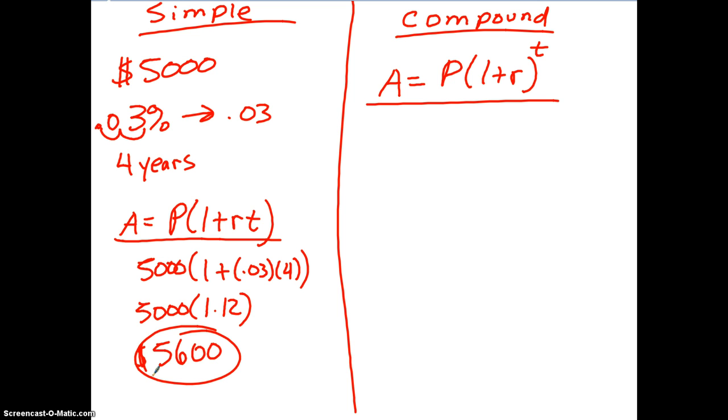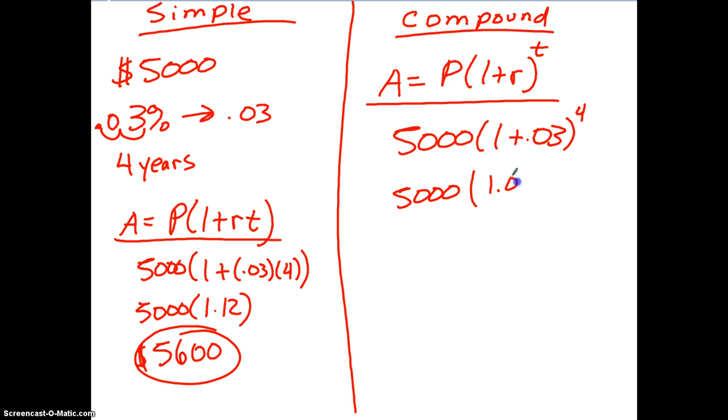Now let's come over here. This is going to be 5,000 times 1 plus 0.03 raised to the 4th power. This is 5,000 times 1.03 raised to the 4th power.